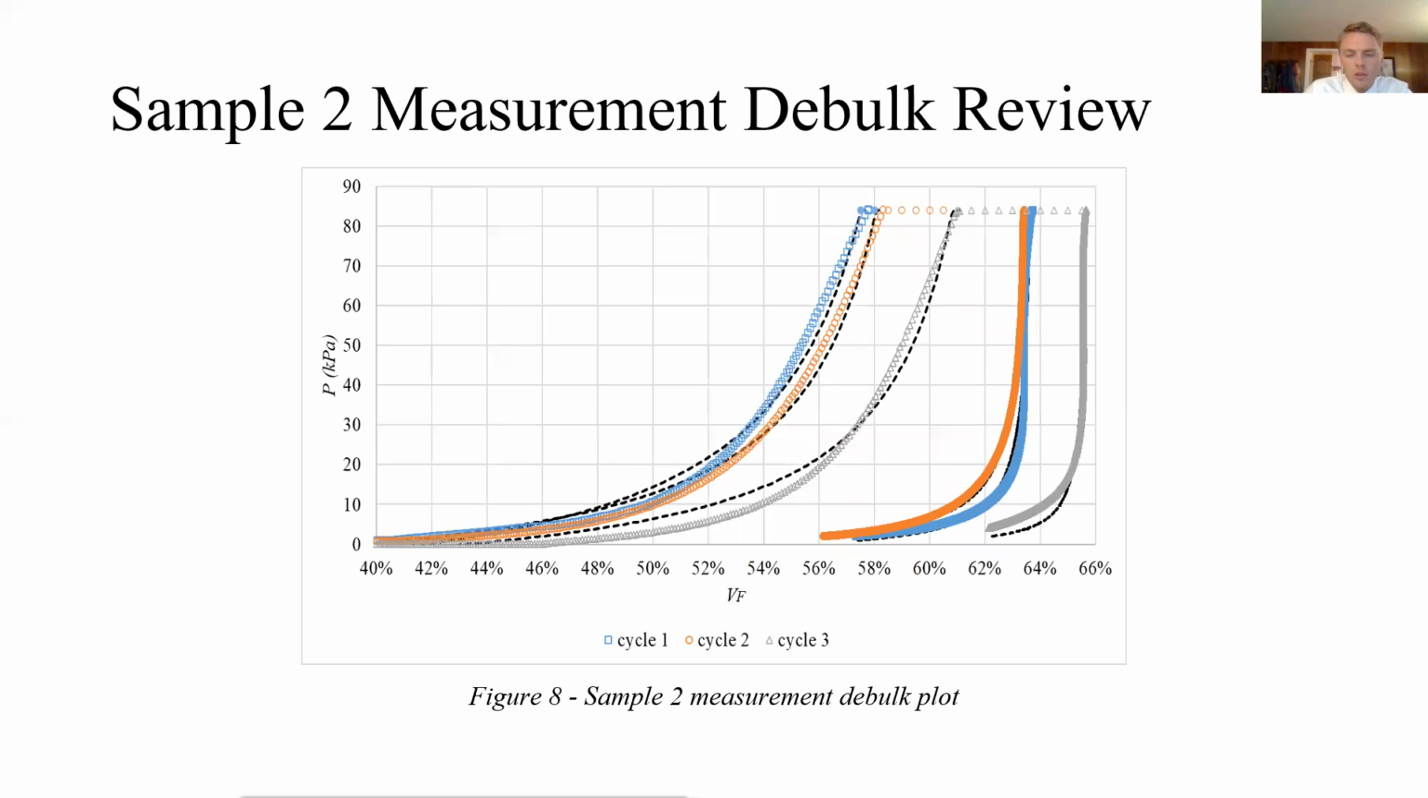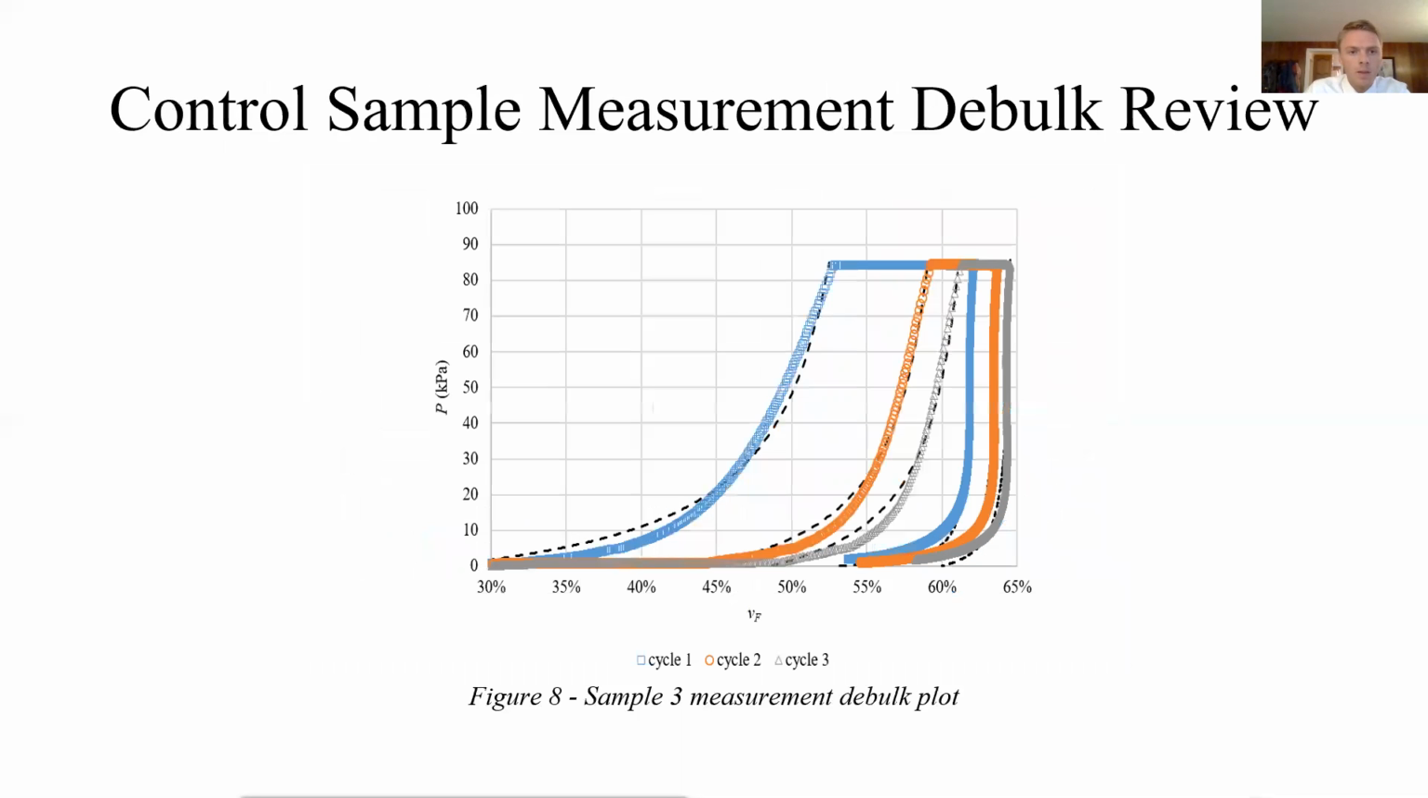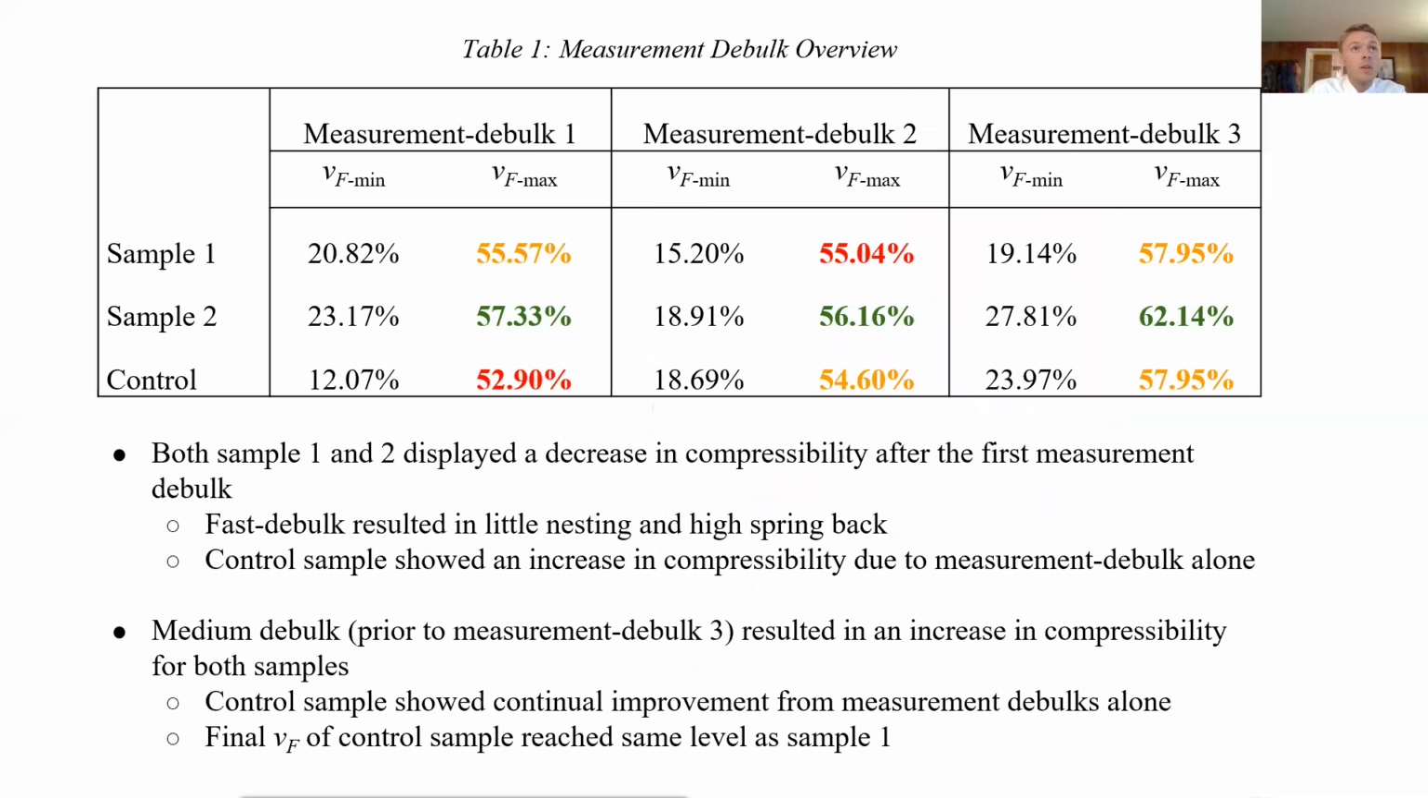Okay, so for sample 2, the results are largely similar to sample 1, as the fibers relaxed somewhat between cycle 1 and cycle 2, and showed a greater improvement after the medium debulk. And the medium debulk took place before this gray, the third cycle, just as a reminder. Last, we'll look at the control sample, which improved in each measurement debulk, which was expected as the sample wasn't given significant time to relax between tests. And again, we'll look at these numbers more in depth here in a second.